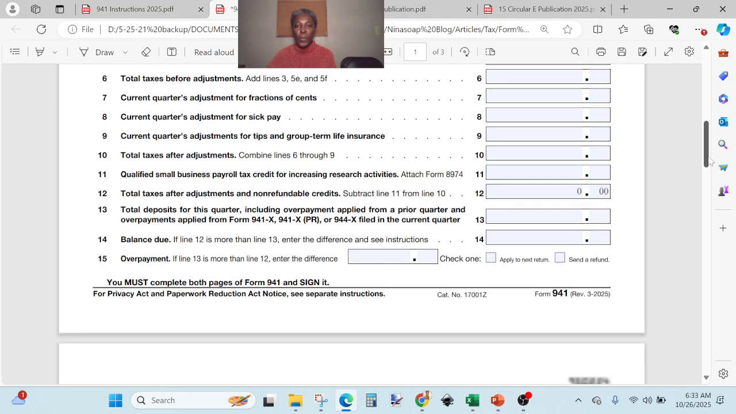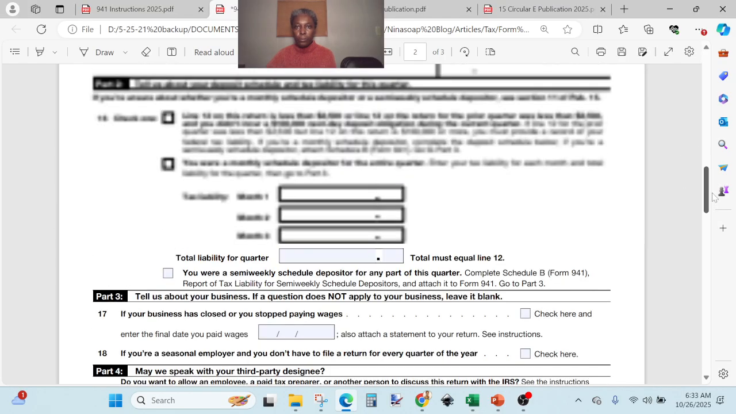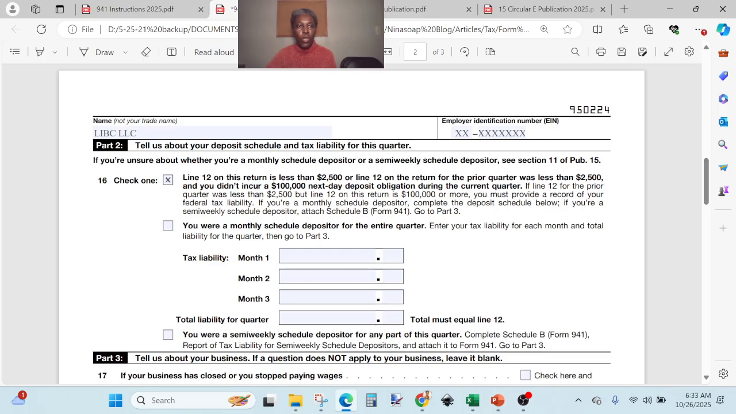Now we'll go to page 2, and on page 2, you'll remember to put your business legal name that you have on the first page. You'll enter it, and you'll enter your business identification number as well. You just want to make sure every single page that you are going to submit has your business legal name and your business identification number on it.